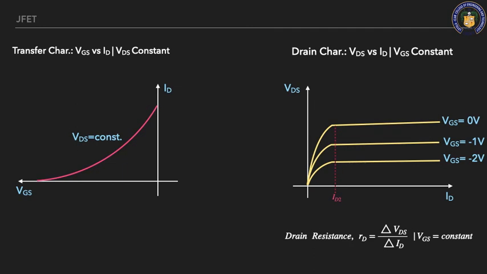So I am marking this as ID1 and ID2. The difference between those two will be del ID. Again, the corresponding values will be VDS1, VDS2. The difference will be del VDS. Okay, from this you can calculate your drain resistance.